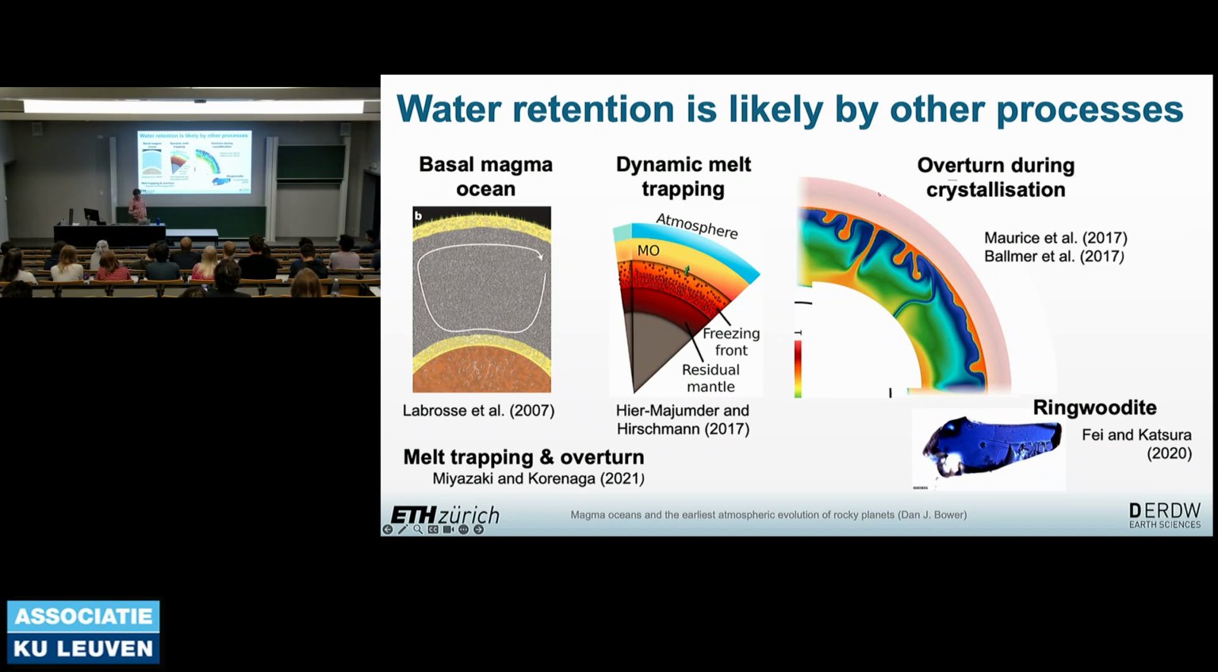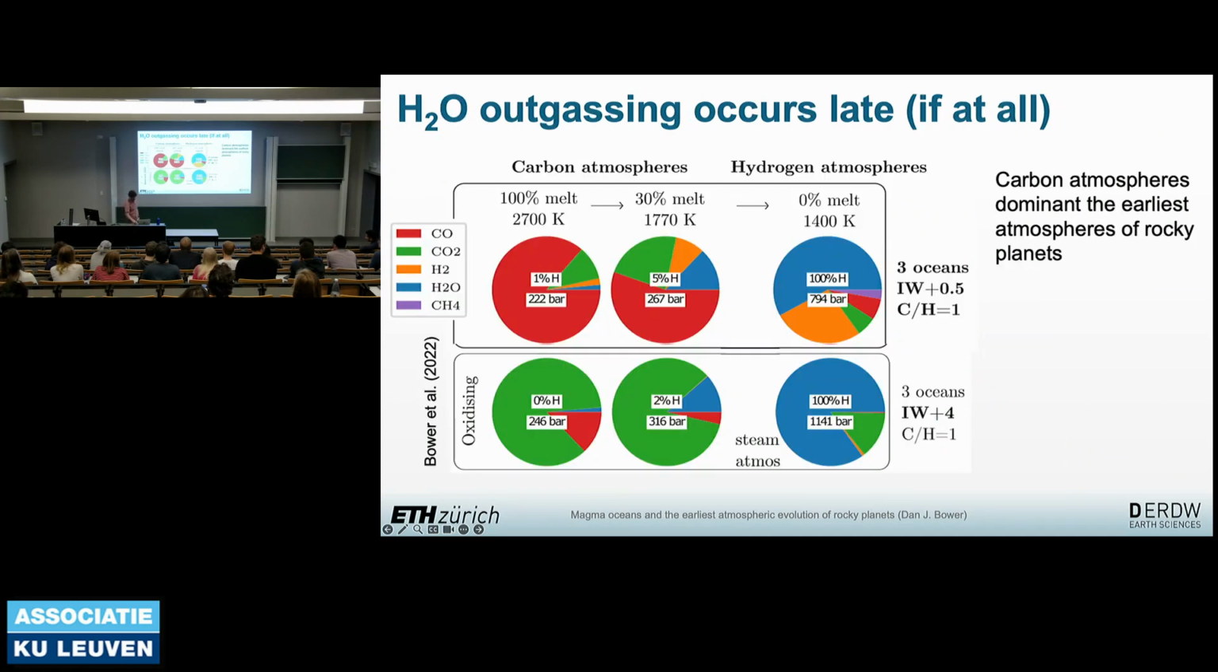So in short, there's a lot of reasons to believe that it's actually quite difficult to outgas water. Water wants to stay in the melt. And even towards the end of crystallization, water still has many ways in which it can remain trapped in the mantle. So we should think about these large steam atmospheres as being extreme end members, where we essentially are providing all the ideal conditions for water to outgas, when in practice, there are many physical and chemical mechanisms that would prevent that.